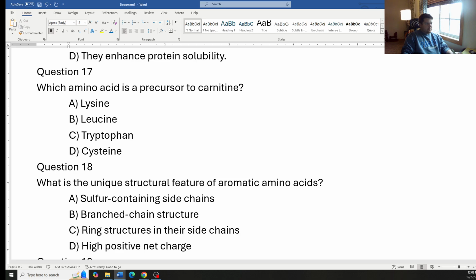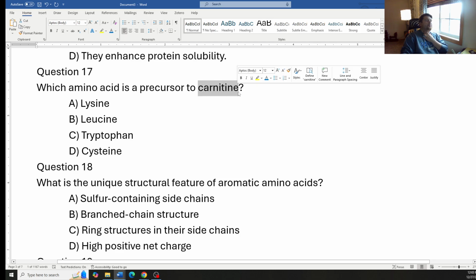Question 17. Which amino acid is a precursor to carnitine? Remember, carnitine is responsible for helping to bring fatty acid chains from the cytosol into the mitochondria. So it's dealing with fat. And when we're talking about fat as an energy source, we can convert them into ketone bodies.